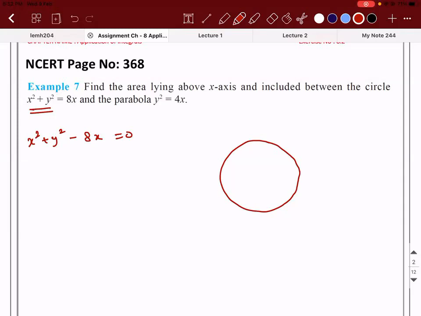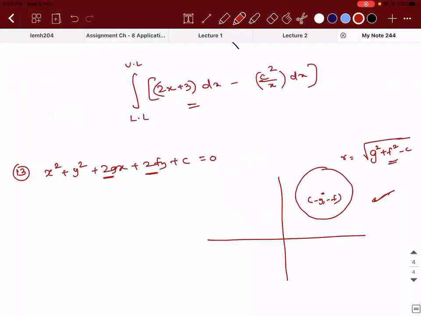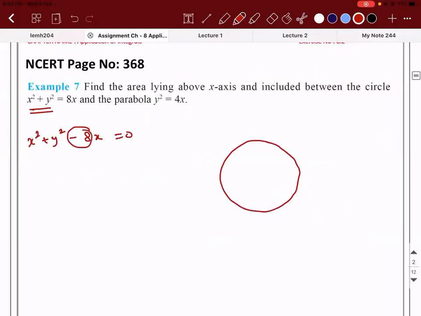Where is the center? I just now gave you an idea: minus g comma minus f. If I take the coefficient of x to be 2g, then the coefficient of x here is minus 8. So 2g is equal to minus 8, so g is equal to minus 4. But the center is not g, it is minus g. So minus g will be 4.